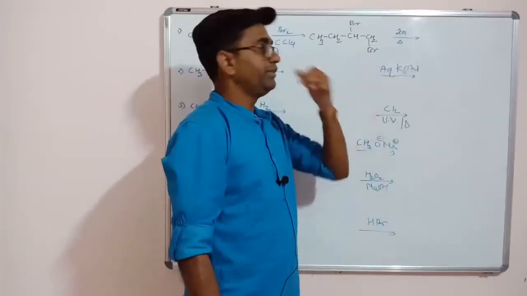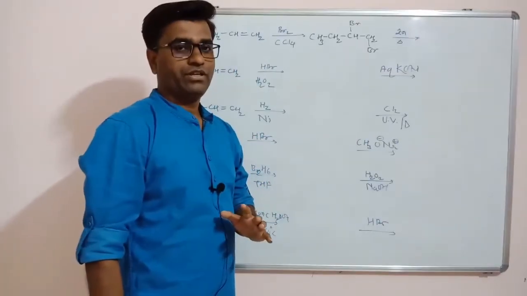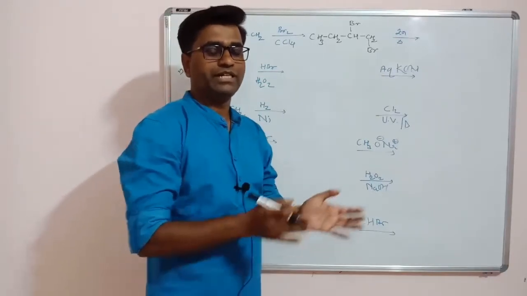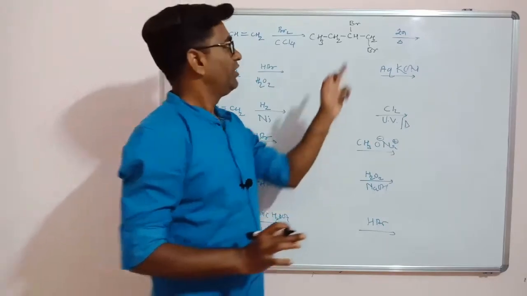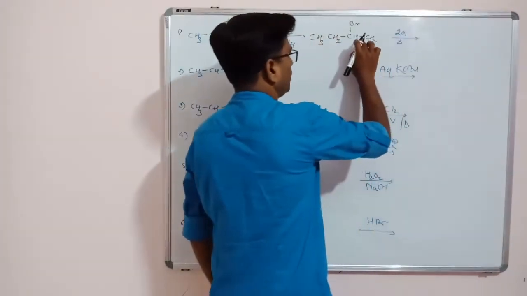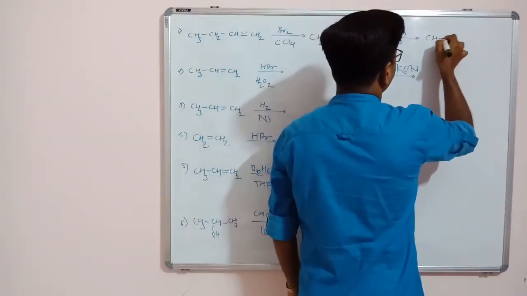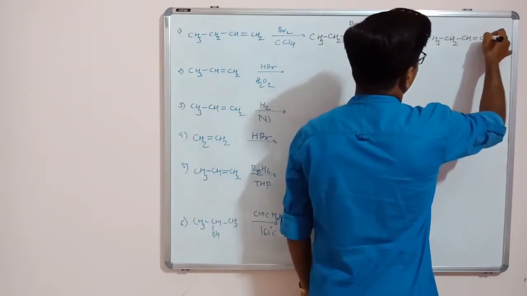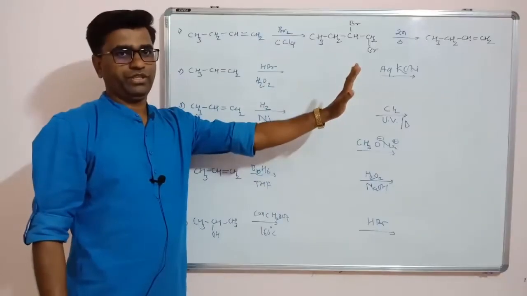Just in the last video we have seen that this is the dehalogenation reaction. So halogens from the two neighboring carbon atoms will get eliminated and there will be the formation of a carbon-carbon double bond. So this halogen again will get removed and your product will be formed. Here a carbon-carbon double bond will be there. So CH3 CH2 CH double bond CH2. Again 1-butene will be the product.